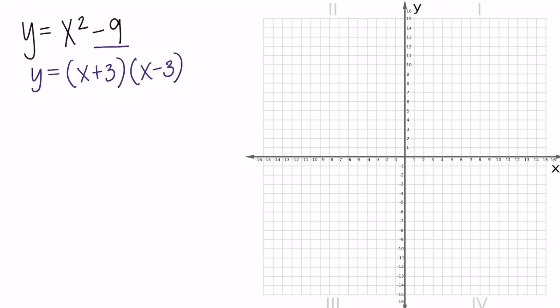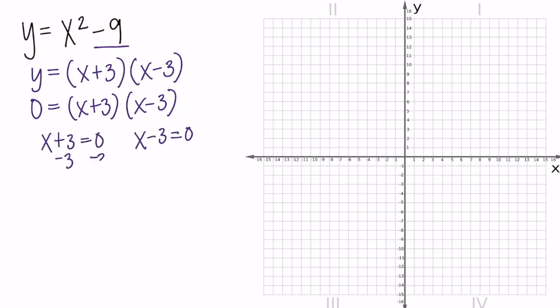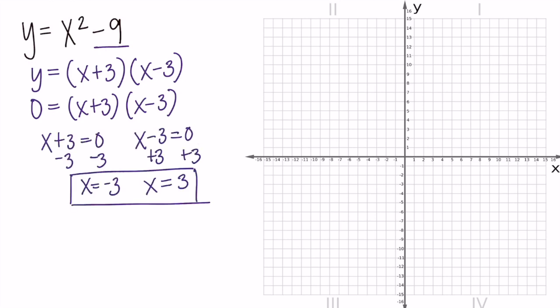All right, to find our x-intercept, that means y would have to be 0. And then to find those x-intercepts, we're going to set both of those parts equal to 0 and solve. So we have our x-intercepts at negative 3 and positive 3. I'm going to go ahead and graph that. And then you'll notice directly in the middle of that is 0. So our y-intercept and our vertex are actually going to be the same thing here.